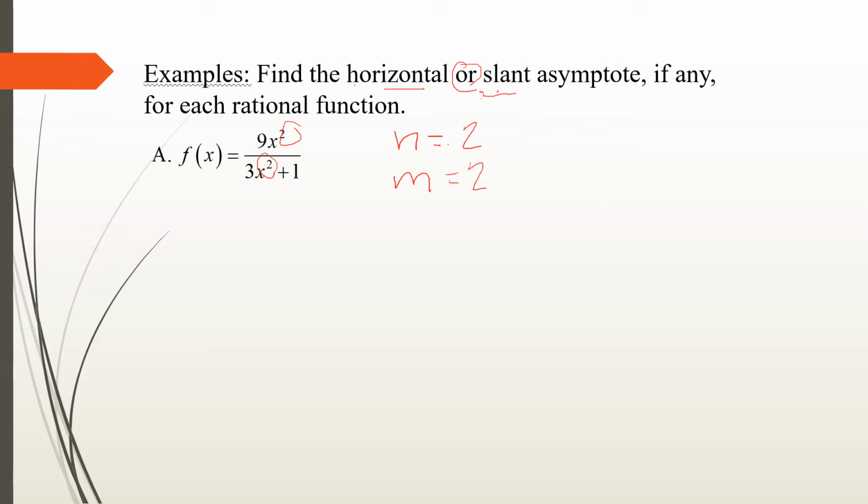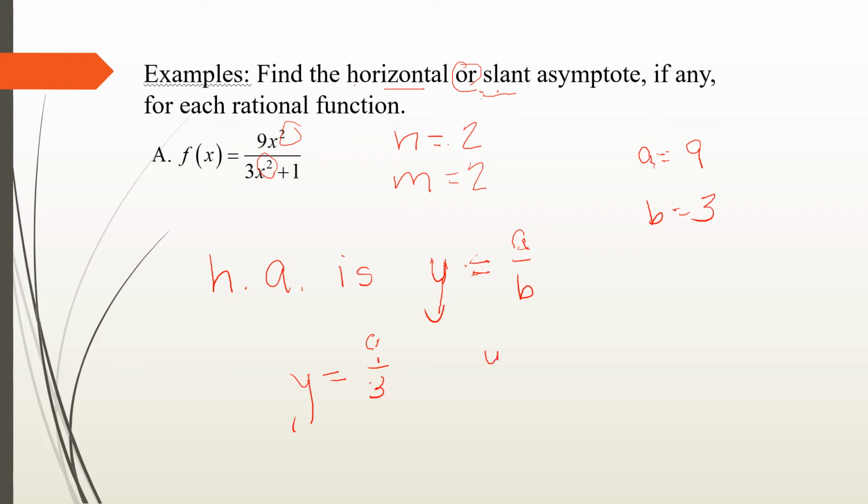So our horizontal asymptote is, since they're the same, we're going to have y is equal to a over b. And so a is 9 and b is 3. So our horizontal asymptote is y equals 9 over 3, or y equals 3. So that's our horizontal asymptote for this particular function.